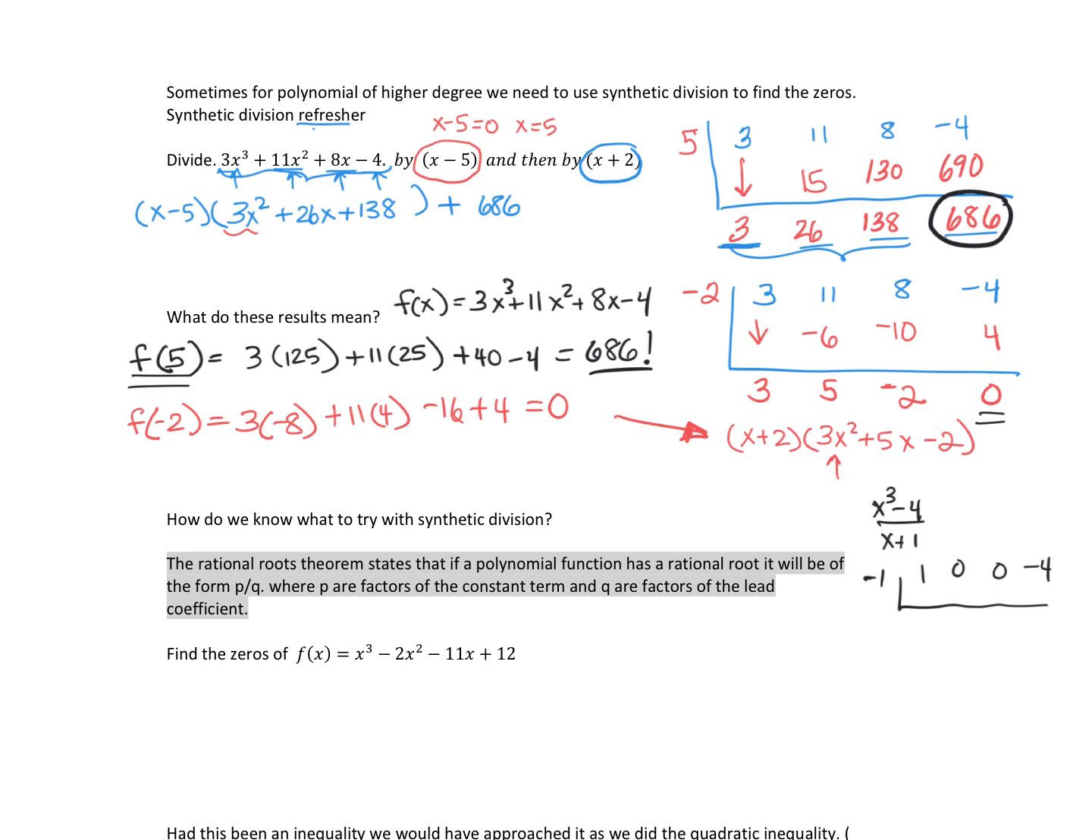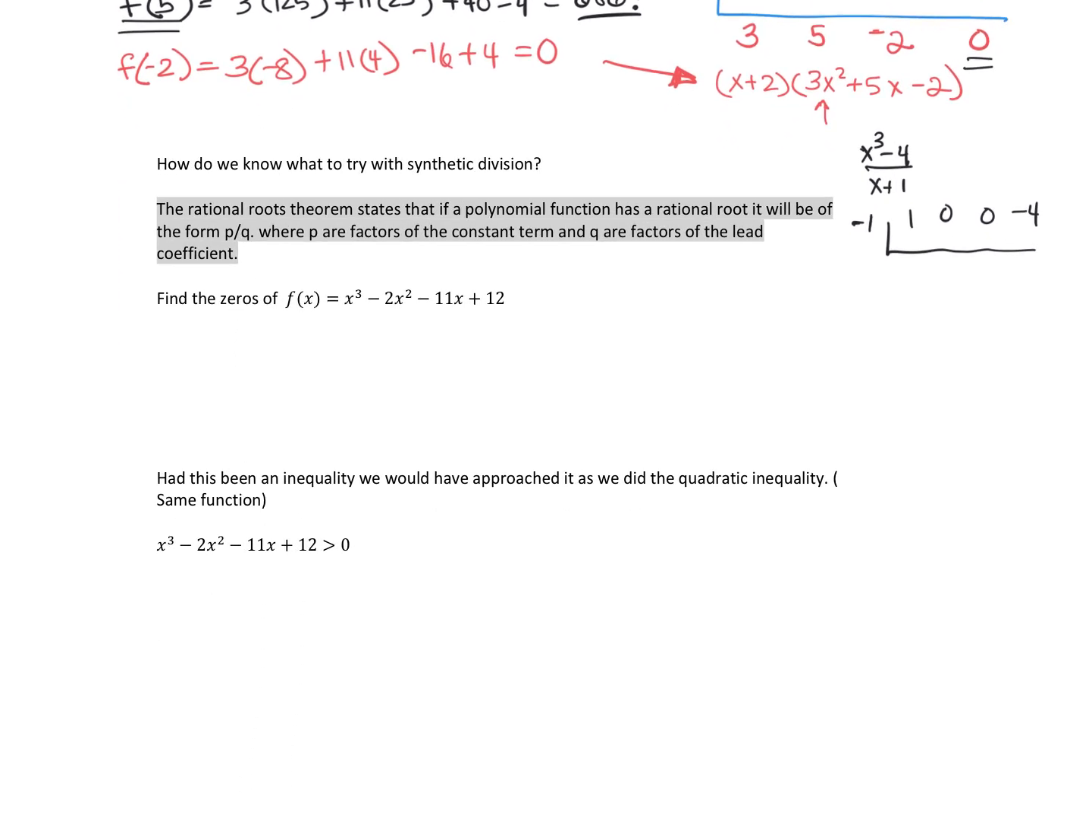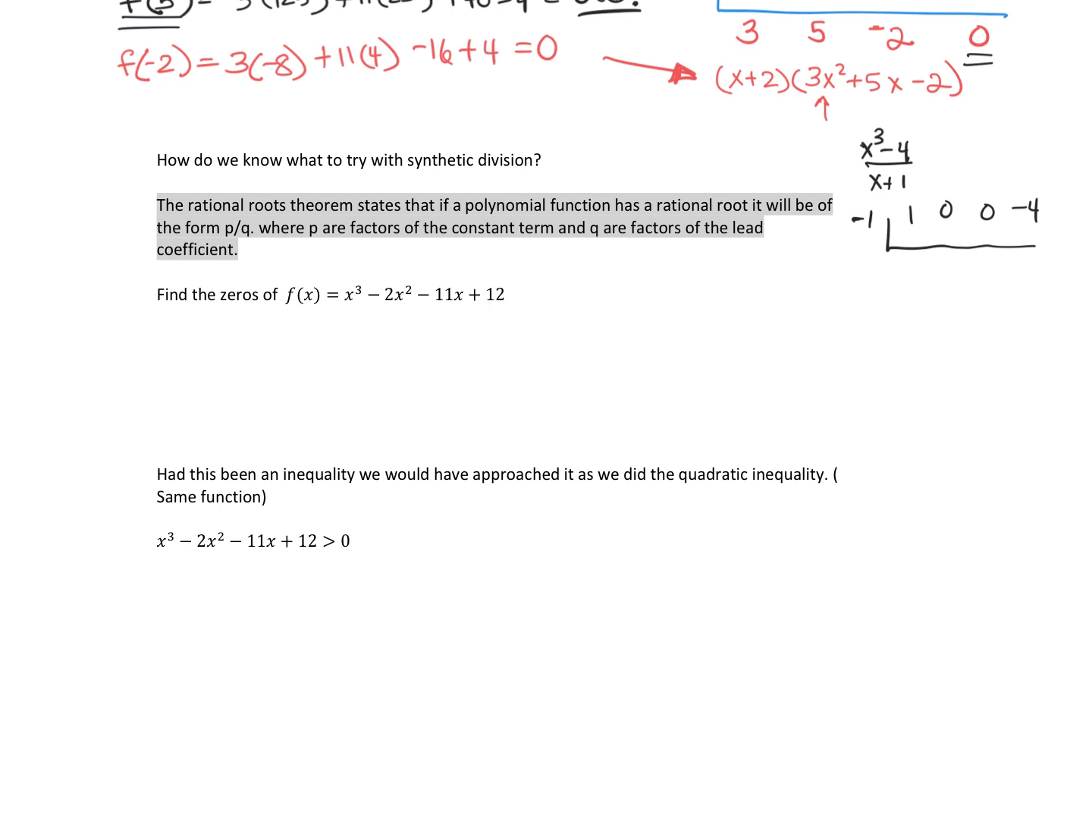So how do we know, if we have a polynomial and we're looking for the zeros, what numbers we should even try for our synthetic division? Well, that's called the rational roots theorem, and it says that if you have a rational root, it will be of the form p over q, where p are factors of the constant term and q are factors of the lead coefficient. So for this example here, p would be factors of our constant, so 12.